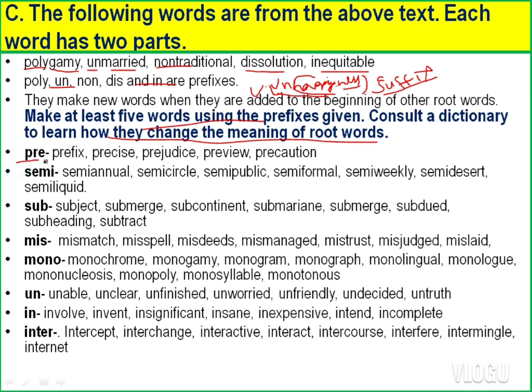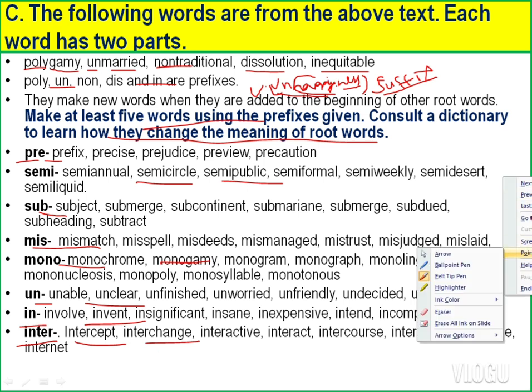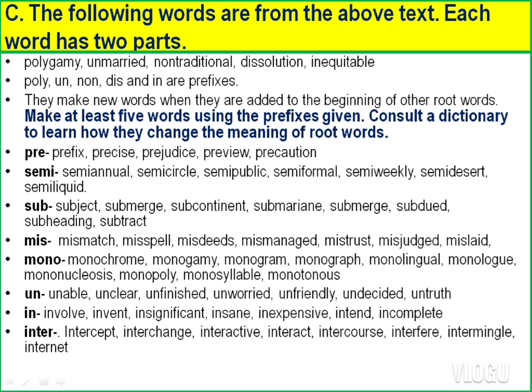So the word pre को prefix, precise, previous, preview, precaution, semi को semi-annual, semi-circle, semi-public, semi-formal, semi-weekly, semi-desert, semi-liquid. In the same way, subject, submerged, subcontinent, submarine. In the same way, mismatch, misspell, misdeed, and mono, monochrome, monogamy, monogram, and likewise unable, unclear, unfinished. In the same way, involve, invent, insignificant, and in the same way inter, enter into, intercept, interchange, interactive, likewise many more. यस्तै अरु पनि दिएका छन्. You can see one by one.